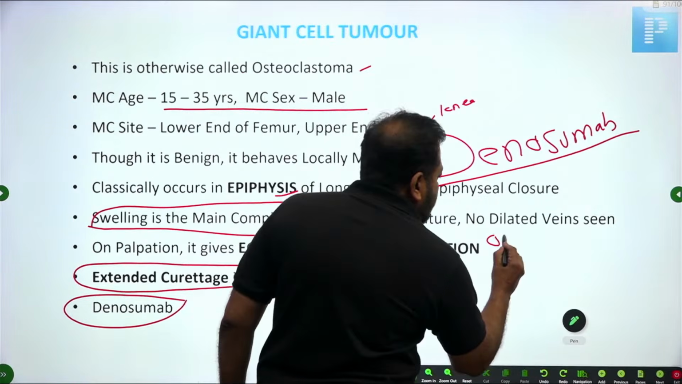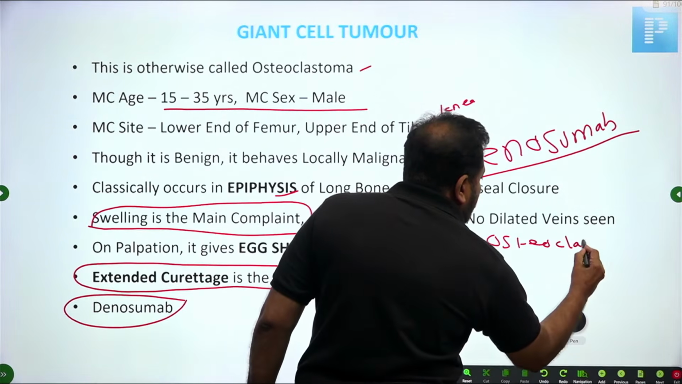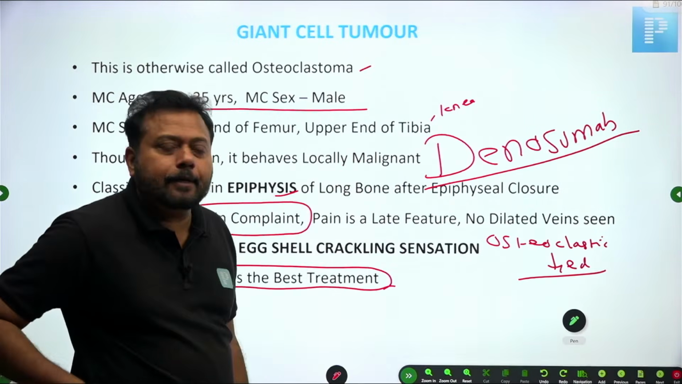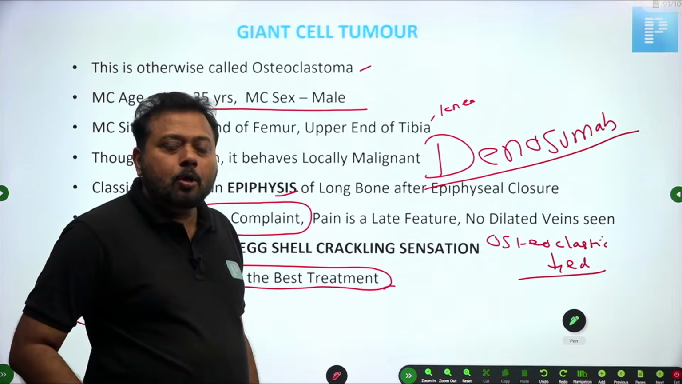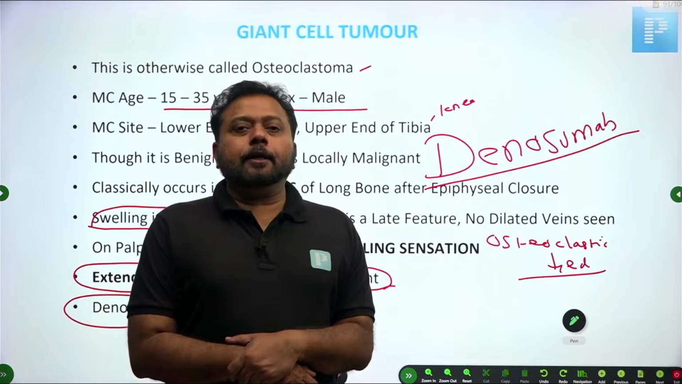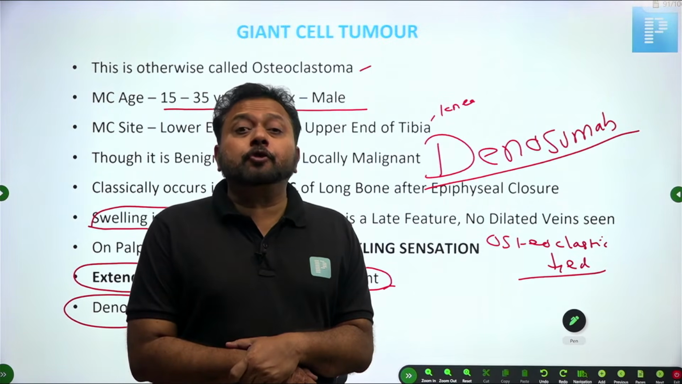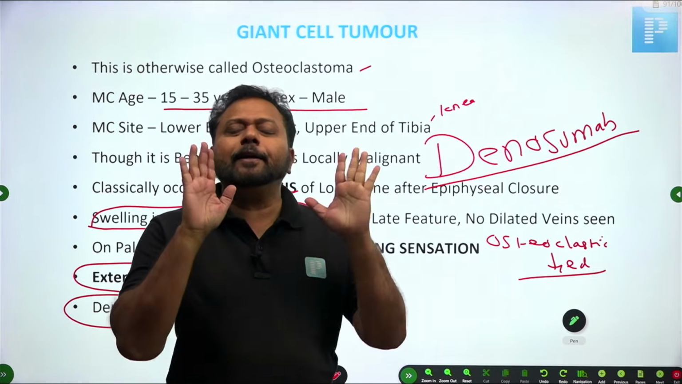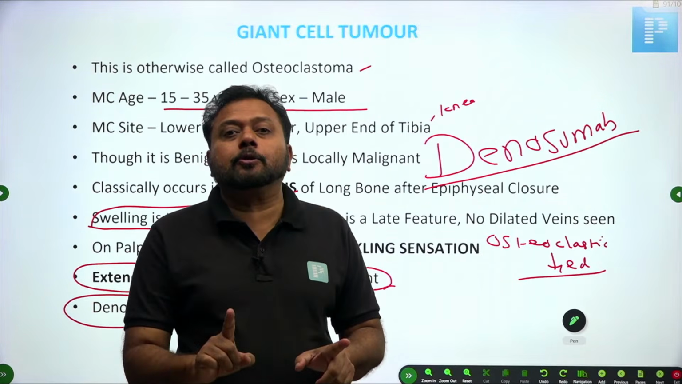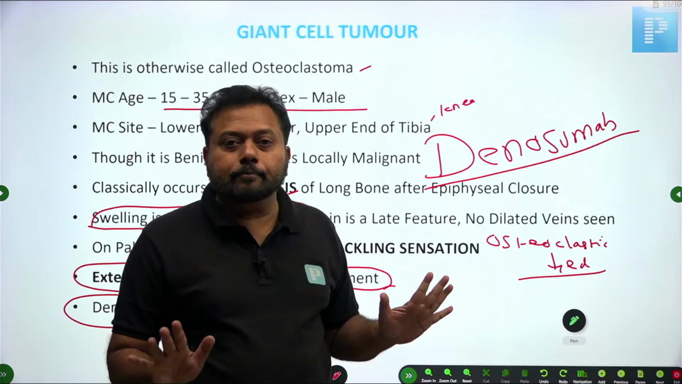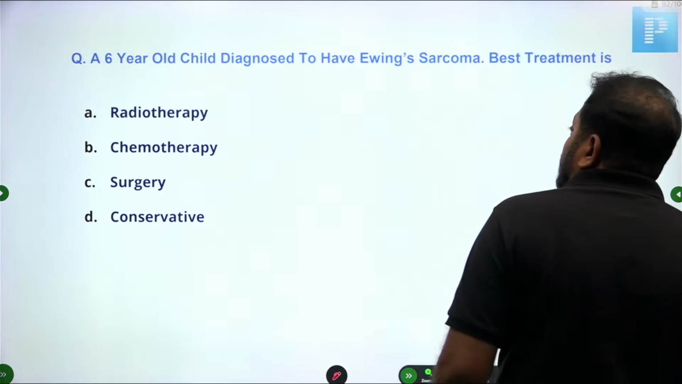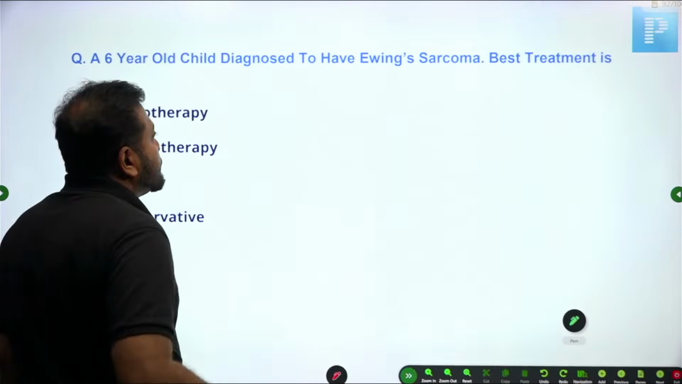Osteoclastic activity comes down when you give denosumab. So what happens? Giant cell tumor will improve. So please focus your full attention. If they ask a question, treatment of choice of osteoclastoma, it is only surgery. If they ask a question, drug of choice for osteoclastoma, answer is denosumab. Now, yes, 6-year-old child diagnosed to have Ewing sarcoma.